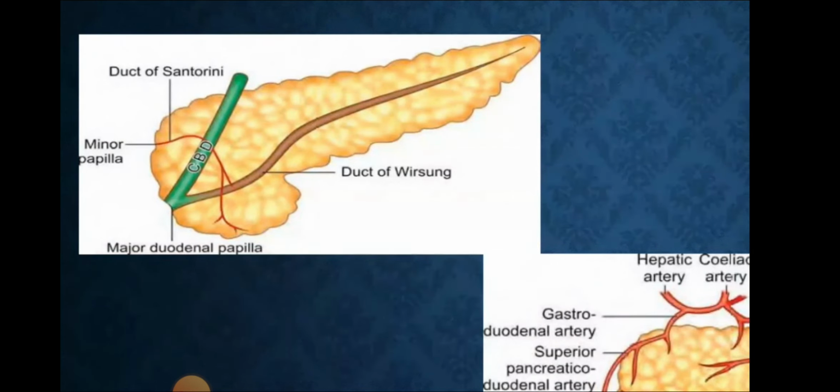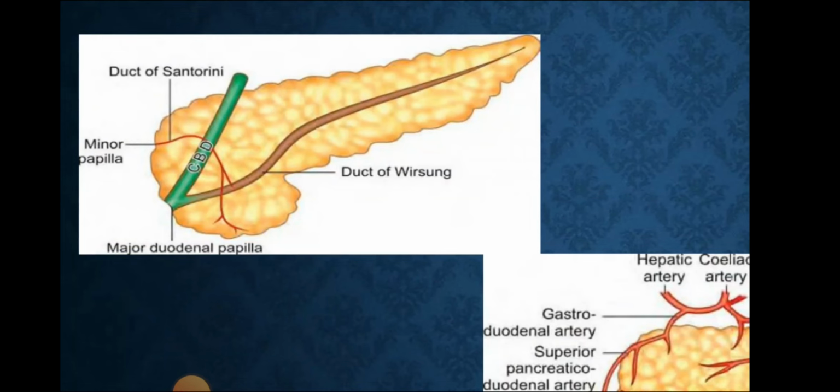About the blood supply of the pancreas, the arterial supply is from the pancreatic branches of the splenic artery, the superior pancreaticoduodenal artery, and the inferior pancreaticoduodenal artery. These are the arteries involved. The venous drainage is into the portal vein. For nerve supply, the parasympathetic supply is from the vagus and the sympathetic innervation is from the splenic nerves.